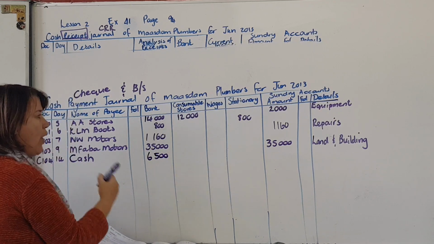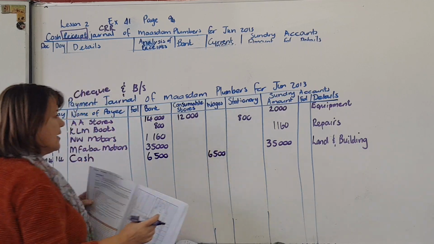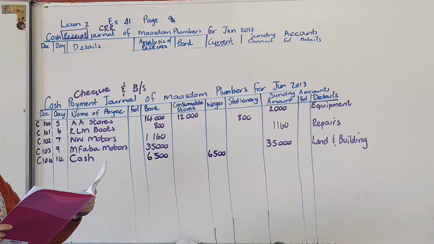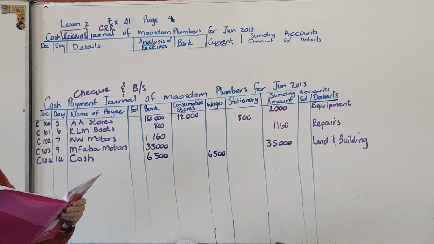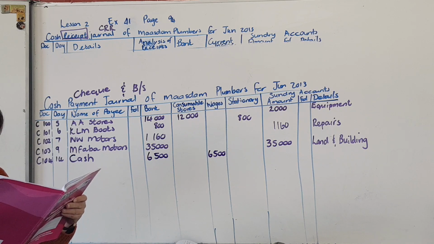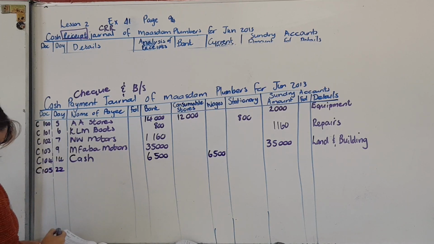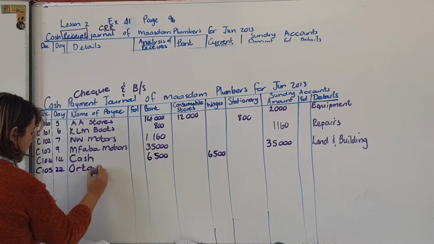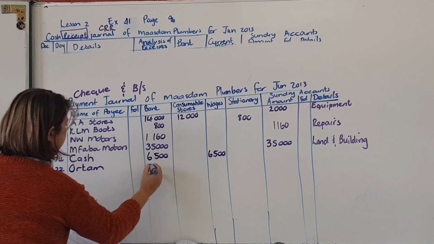Now, do we have a wages column? Yes, we do. So you're just going to add the 6,500 into your wages column. Right, your very next transaction will be on the 22nd. Check 015. On the 22nd, you will write out the check to Orcam.